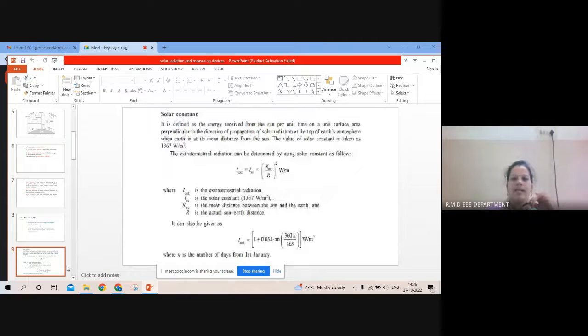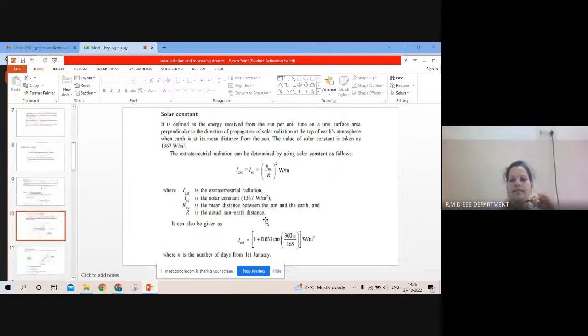Here we have one formula for calculating this also in terms of extraterrestrial radiation: I_ext is equal to I_sc times (R_av / R) the whole squared, in watts per meter squared, where I_ext is the extraterrestrial radiation and I_sc is the solar constant, which is about 1367 watts per meter square, and R_av is the mean distance between the sun and the earth, and R is the actual sun-earth distance.